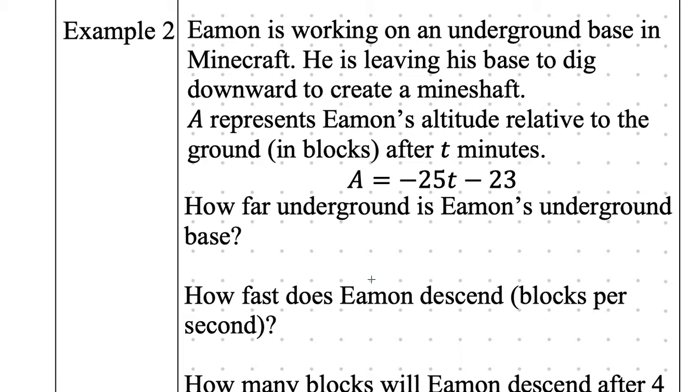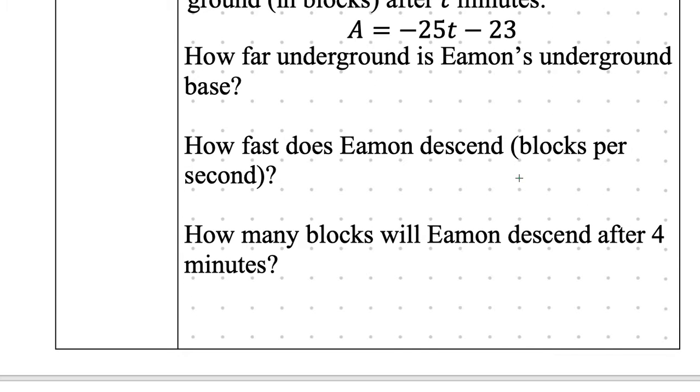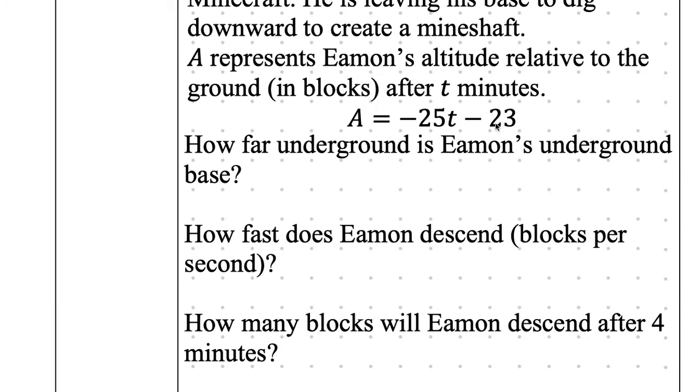All right, so we have our equation. Our equation is negative 25t minus 23, and I need to know these 3 things. First, how far underground is Eamon's underground base? Second, how fast does Eamon descend in blocks per second, or meters per second if you want to convert it? And finally, how many blocks will Eamon descend after 4 minutes? I assume that's actually too deep unless you're in some modded version, but oh well. So I need you guys to talk with people next to you to answer these 3 questions. Go.